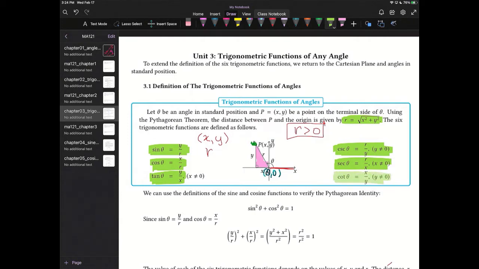We also have cotangent, which is the reciprocal of the tangent. So this time we have x over y. So again, y equals 0 means that is undefined cotangent. So we can get the value of cotangent by dividing x over y as long as y is not 0.